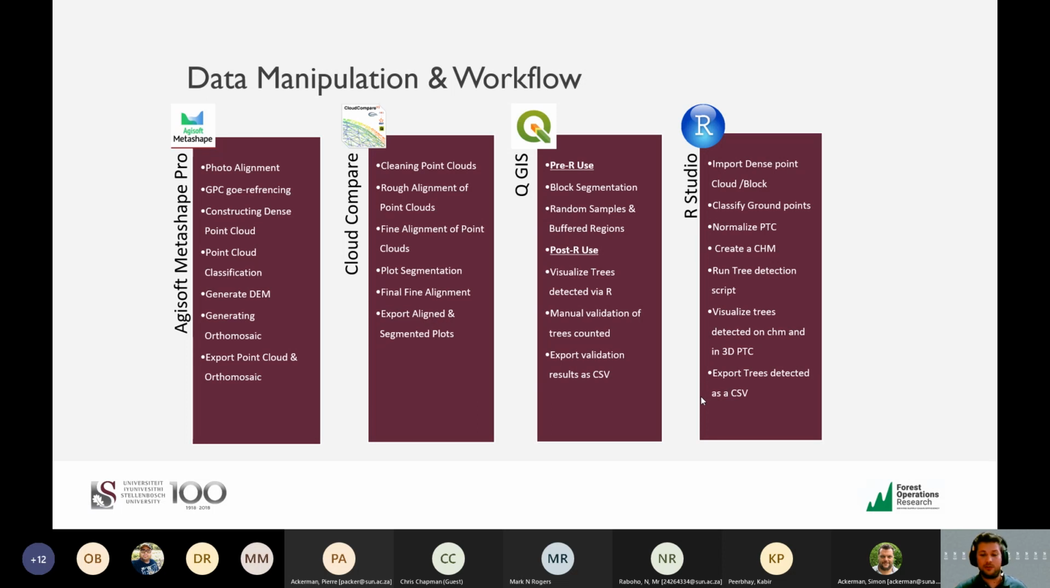Next, the ground points were classified in R. After the ground points were classified, the point clouds were normalized. After the normalization, canopy height models could be constructed. And after canopy height models were constructed, the treetop detection algorithm could be run on either the LAS file or the canopy height model constructed.